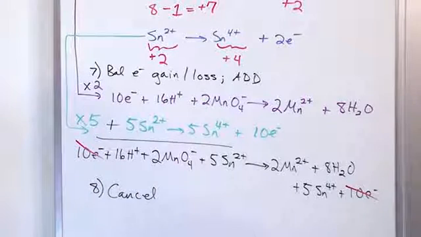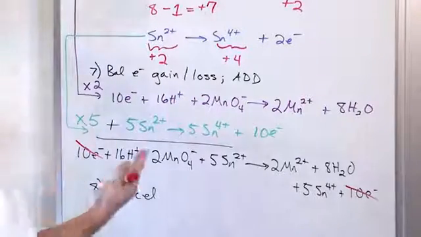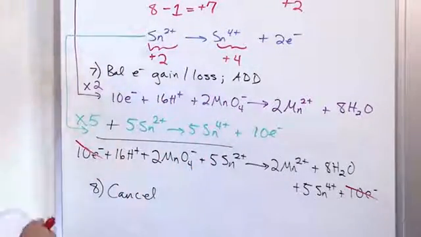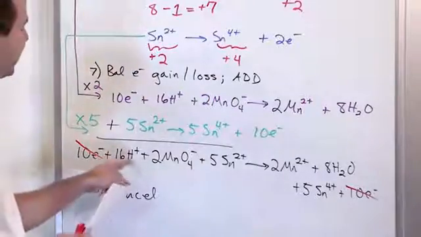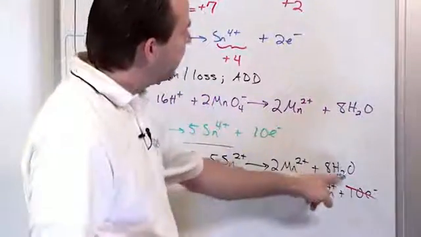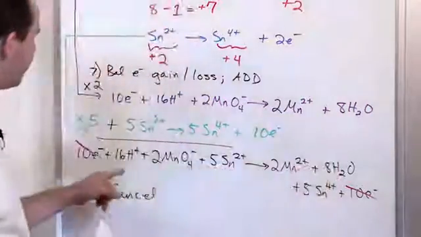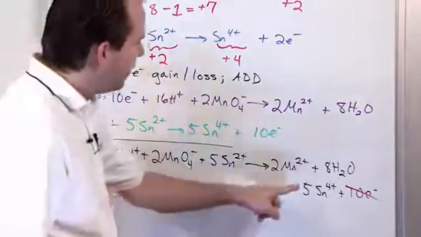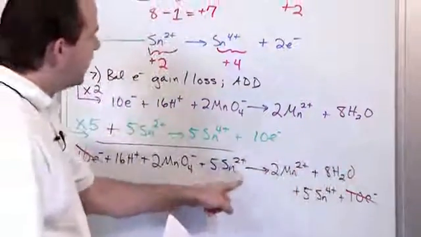So let me just double check my reaction and make sure that it's right. What I have is 16 hydrogen ions plus 2 permanganates plus 5 Sn2+ ions goes to 2 manganese ions plus 8 waters plus 5 Sn4+ ions. So that's correct, at least according to my paper. Let me double check it as far as the balancing itself. So I have 16 hydrogens, and on this side 8 times 2 is 16 hydrogens. I have 2 manganese, I have 2 manganese. I have 2 times 4 is 8 oxygens, so I have 8 oxygens over there. I have 5 Sn, I have 5 Sn.